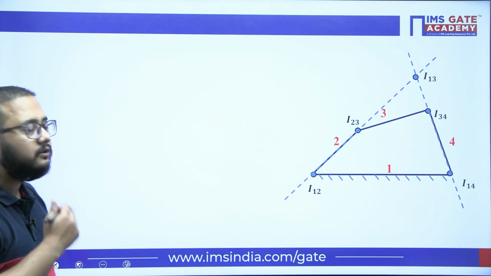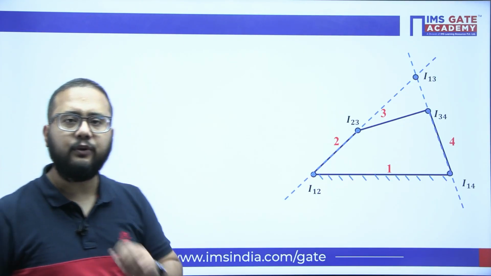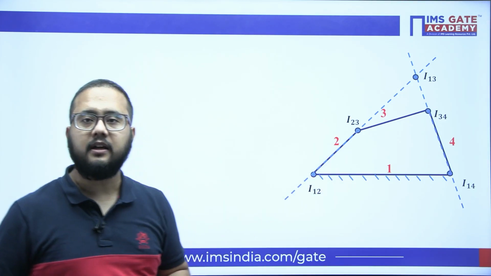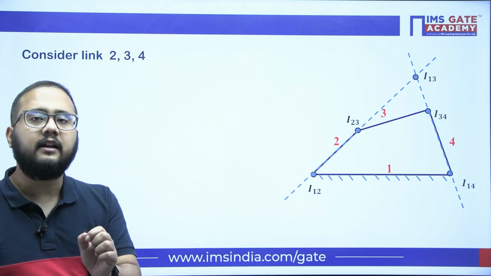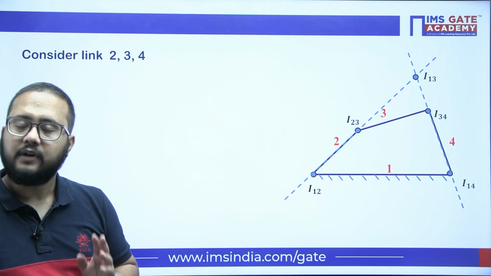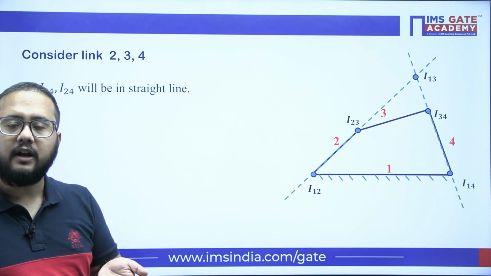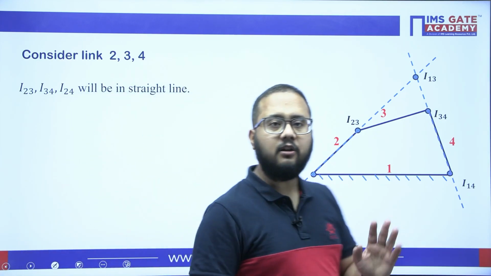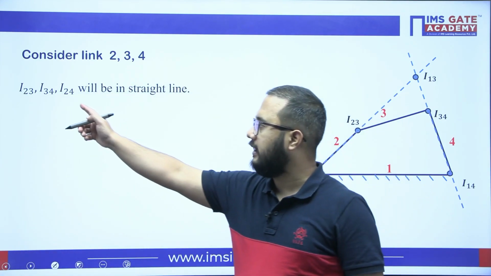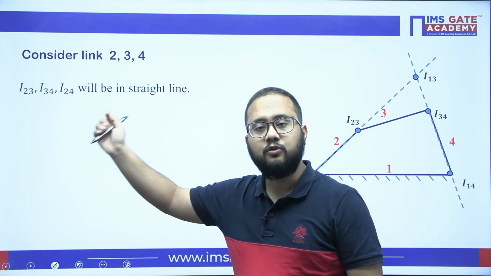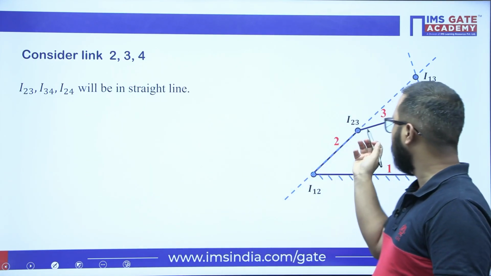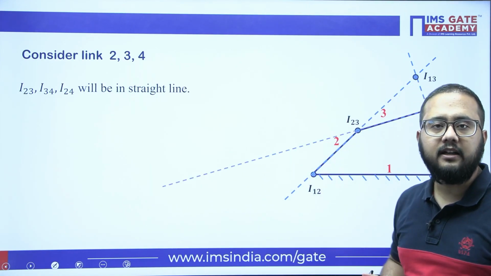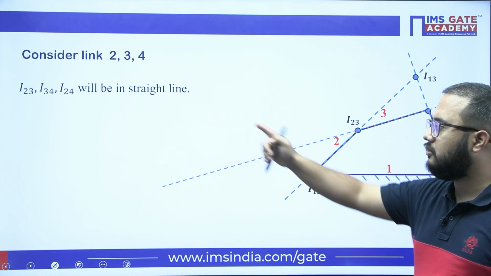Now coming to the next part, I13 we have located, now I24 also we want to locate. So let us consider the link 2, 3, 4. I centers I23, I34 and I24 will be in a straight line. We have I23 and I34, those I centers are already available. We can draw one line using those two different I centers, I23 and I34.